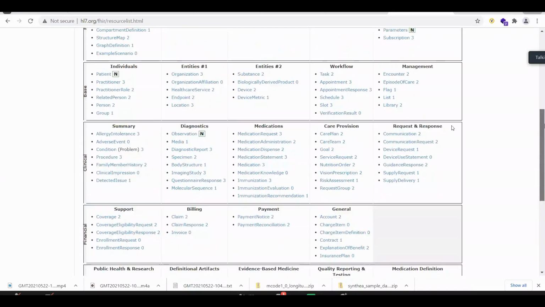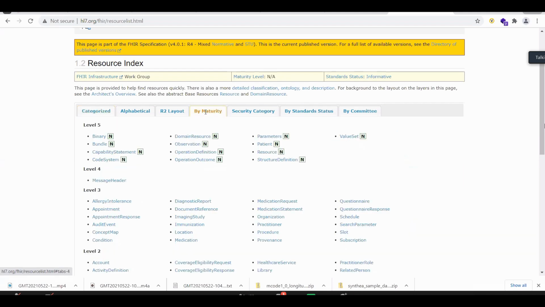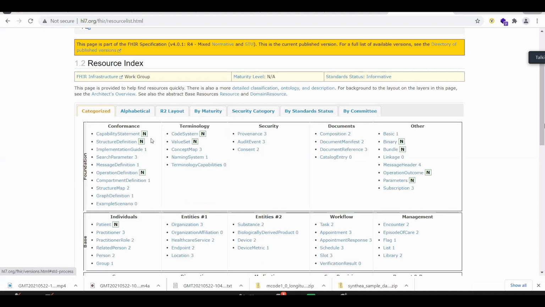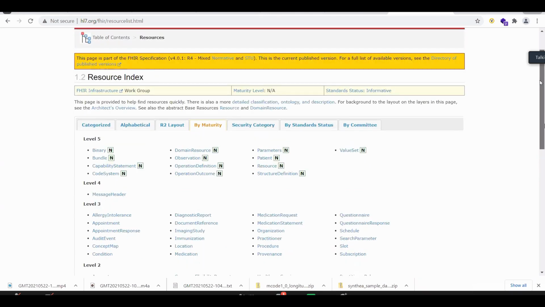Okay. And you see some numbers in front of all the resources, right? Like capability statement has N, implementation guide has 1, search parameter has 3, terminology capabilities has 0. So many numbers. When we are looking at the resources, we should see the name and also the number. What does this suffix say? Let's go by maturity. This suffix actually indicates the maturity of the resource. So if you go here, the same resources are now listed in terms of maturity.